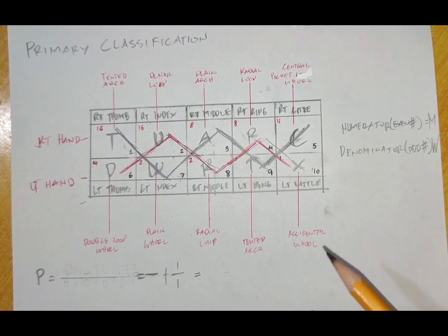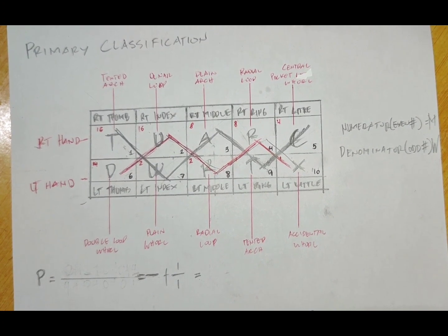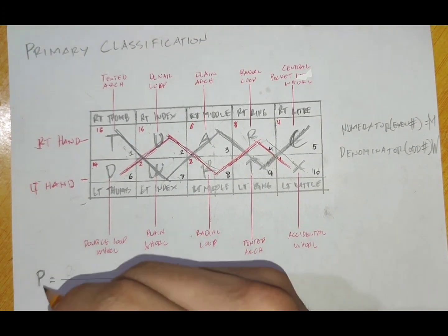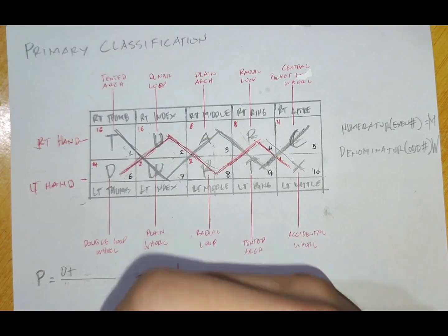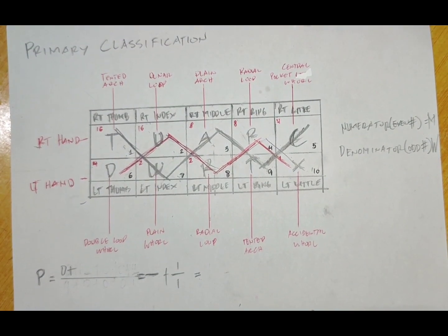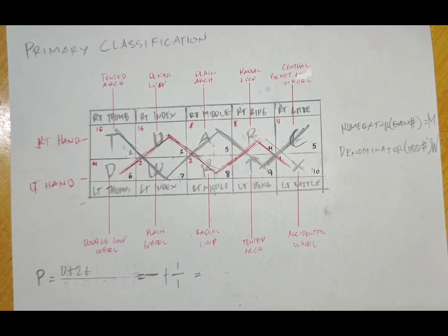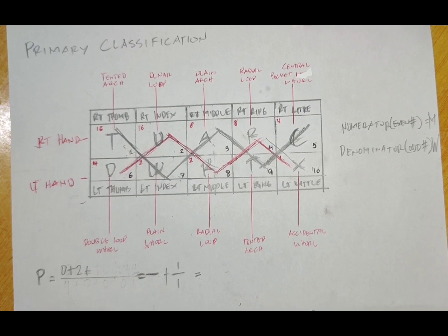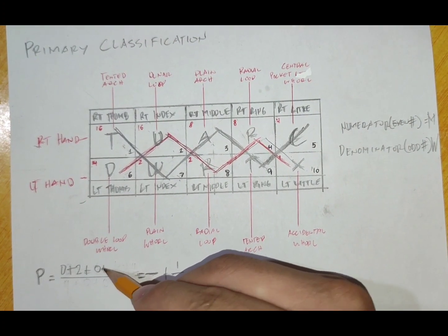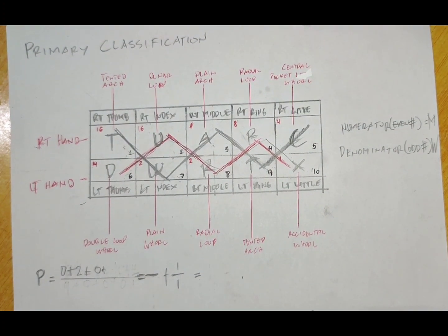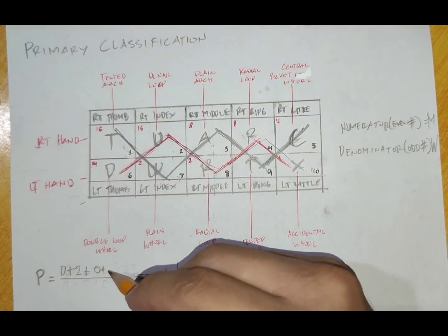So let's start with number 1. Number 1 has a tented arc pattern, so it has no numerical value. Next is the number 7. Number 7 has a plain whirl pattern, and it has a numerical value of 2. Next is the number 3, and it has a plain arc pattern, so it has no numerical value. And number 9 has a tented arc pattern, so it has no numerical value.